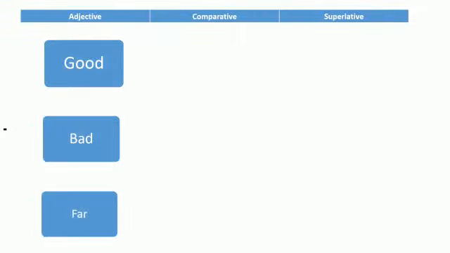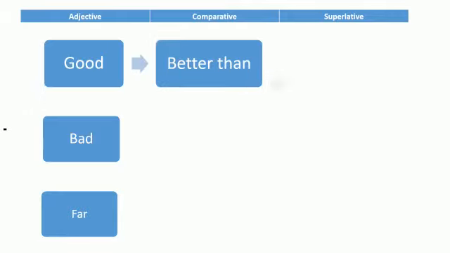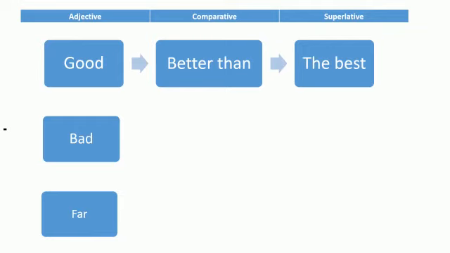Okay, we have three more adjectives, but with these adjectives we can't add er or est or more or most. We have good, bad, and far. Okay, good in the comparative will be better than. In the superlative, the best. So good will be better, best.